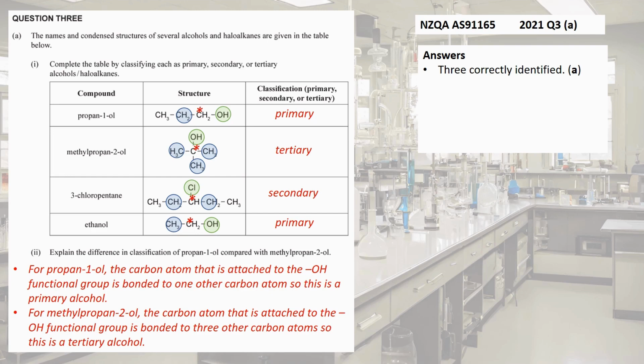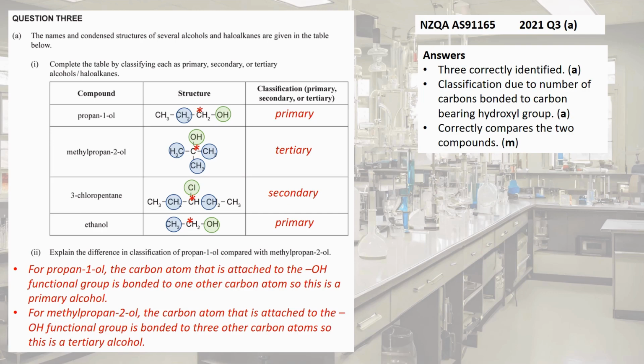That we get an achieve point for just getting 3 of these correctly identified. We get another one if we're able to say how we did it, and we get the merit if we put detail that relates specifically to the examples given.